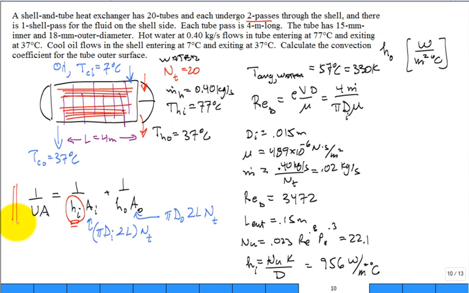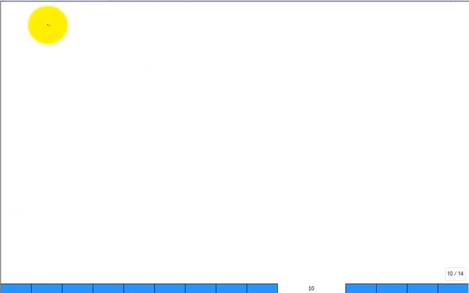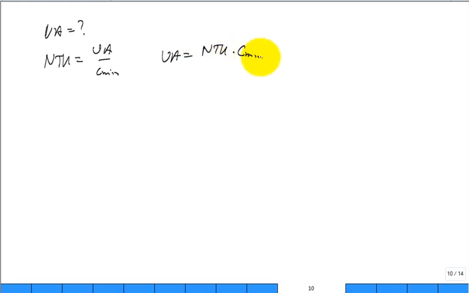Let's go ahead and use the effectiveness-NTU method. So I'm going to have to make some more room here. I'm sorry. I'm just going to have to add another sheet, okay? So what I need to do is find UA. The number of transfer units is UA over C min. Hence, if I could get the number of transfer units, then UA is equal to number of transfer units times C min, right? All right, how do I find the number of transfer units? Well, I'm going to look for a function of effectiveness and the ratio of heat capacity rates.